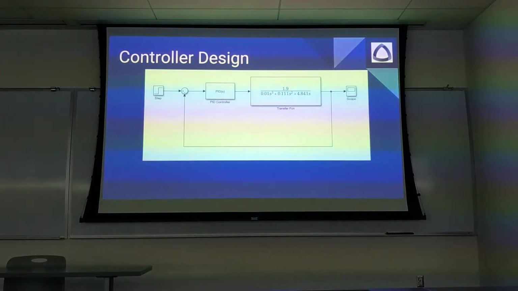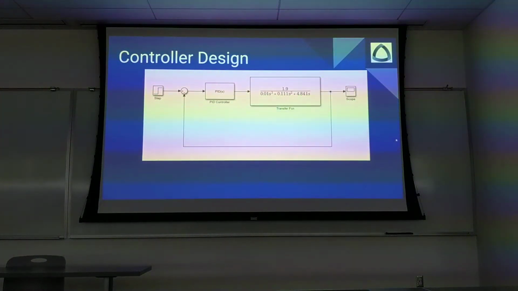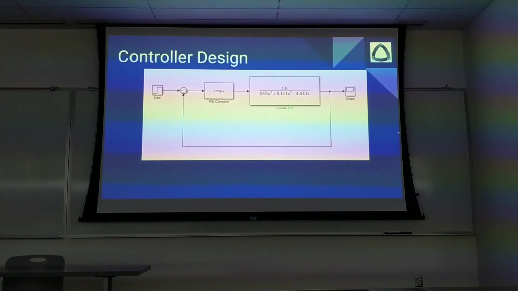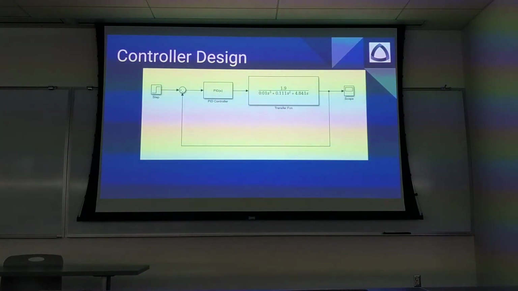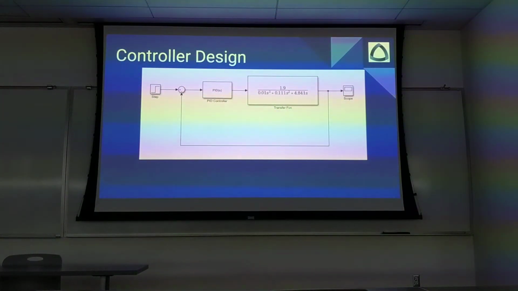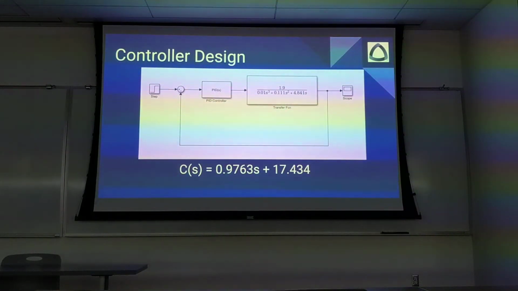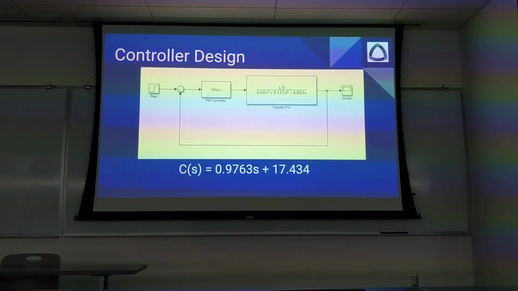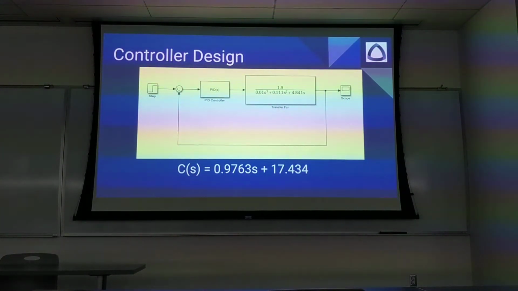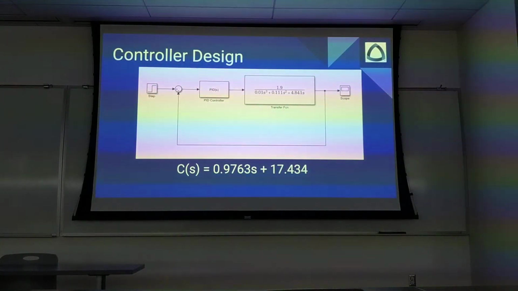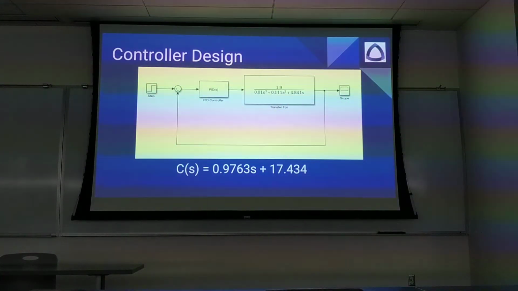The controller for the system was a PD controller. Since there was already an integrator in the original transfer function, one was not needed to be added. The controller was designed using CISO tool, taking those 3 design specifications into account: the settling time, the percent overshoot, and the steady state error. From that, we found that our controller was 0.9763s plus 17.434.